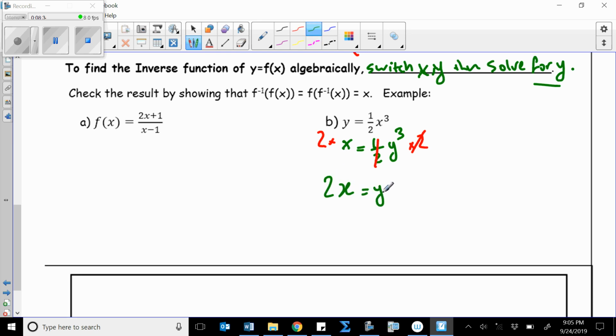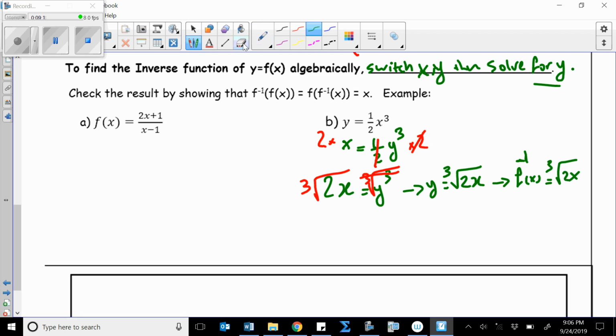to y cubed. Now you want to cancel the power of 3, so you take the cube root of both sides. You cancel the 3's, and what you have left is y equal to cube root of 2x. The last step is just to use the right notation. Instead of y equal to, we're going to write f negative 1 of x. F negative 1 of x is equal to cube root of 2x.